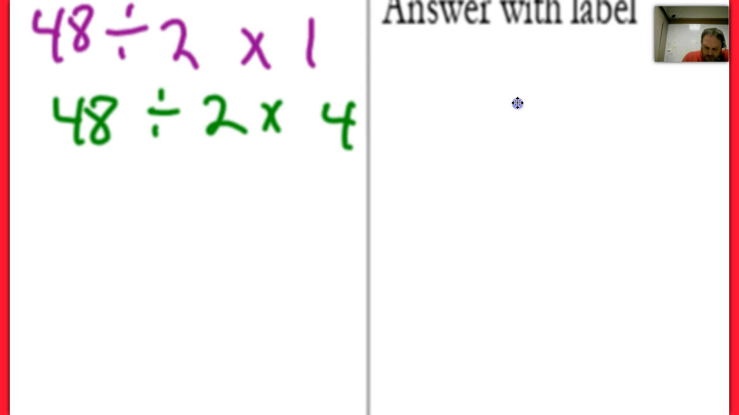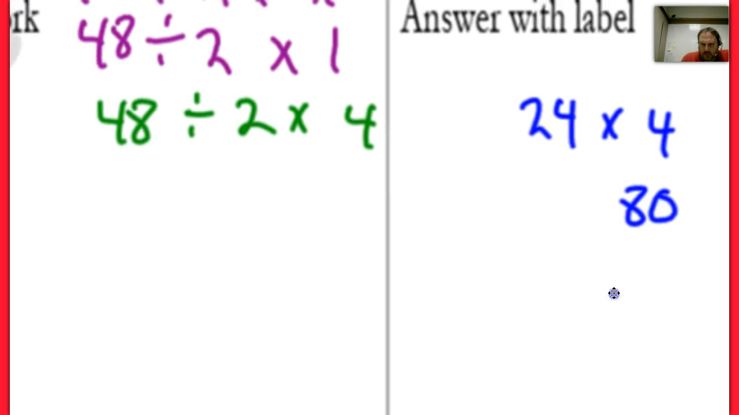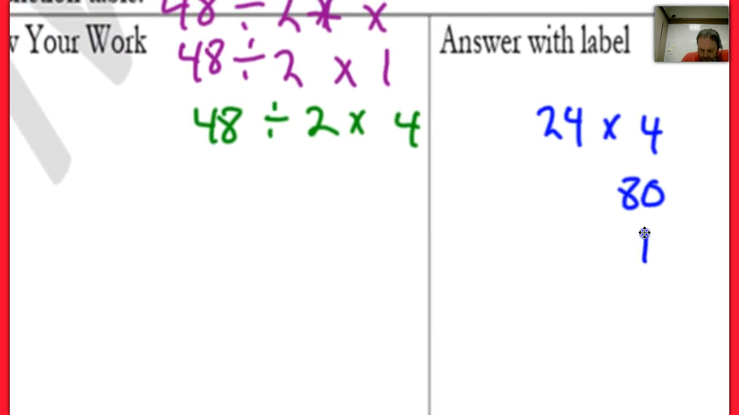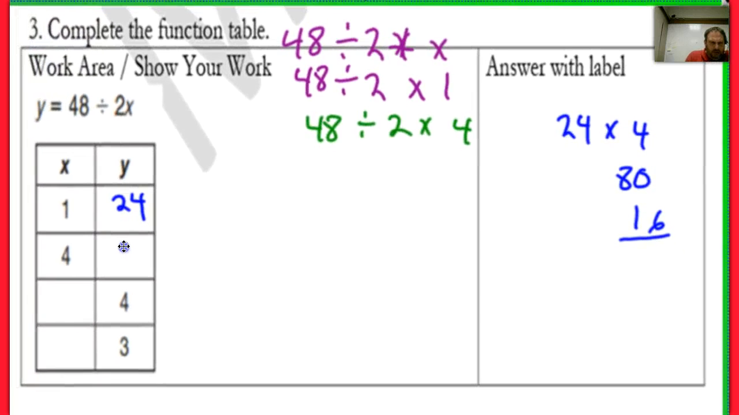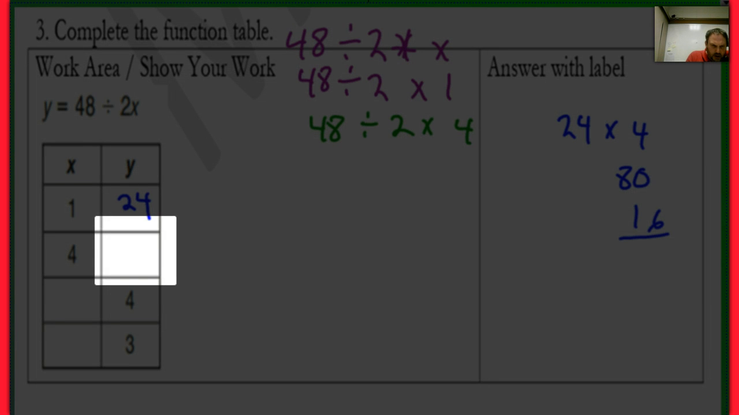24 times 4. Let me just rewrite that over here. 24 times 4. Think of that as 20 times 4, which is 80. And then 4 times 4, which is 16. You add the two together and you get 96. So when x is 4, y is 96.